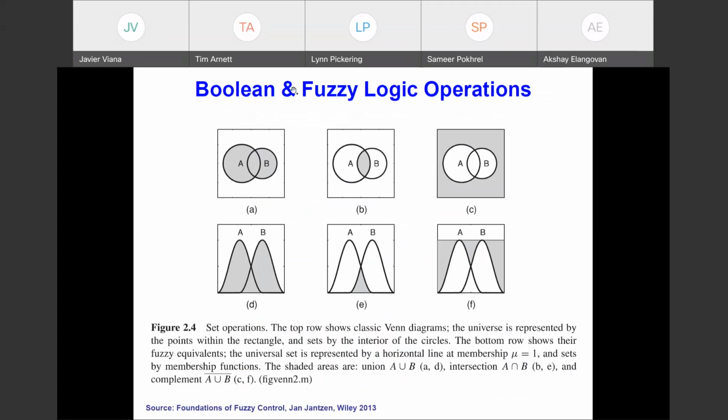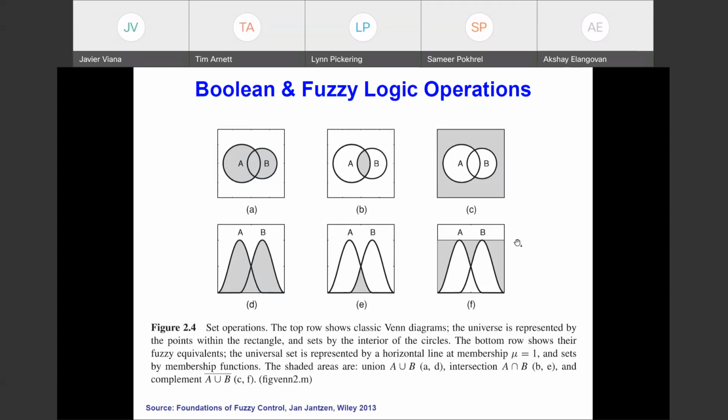This is just a graphical representation of Boolean and fuzzy logic operations. So set operations. This is showing the total A and B. This is showing A and B, the conjunction. And then the first one is the union, A or B. And then the last one is the complement of that, so the opposite of A or B, not A or B.